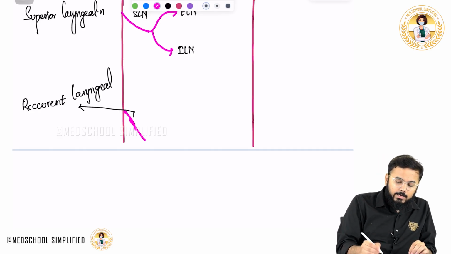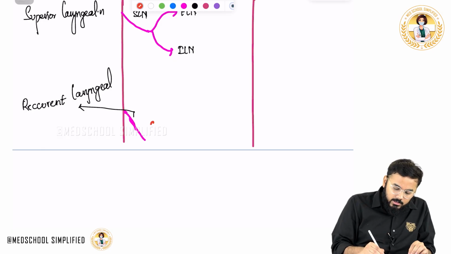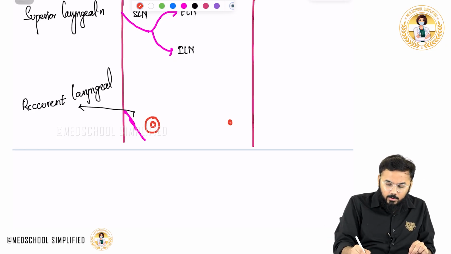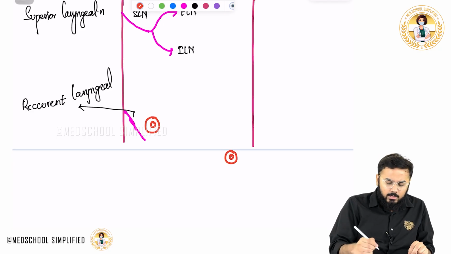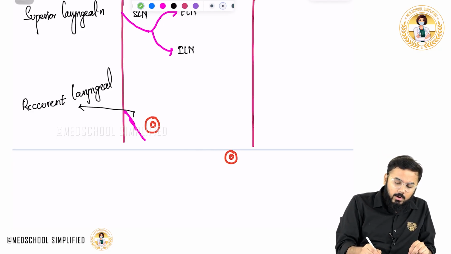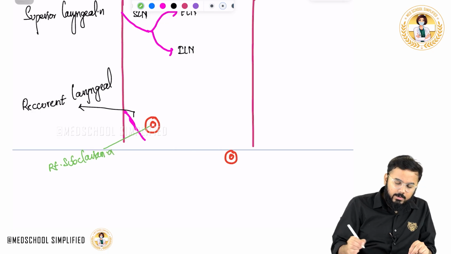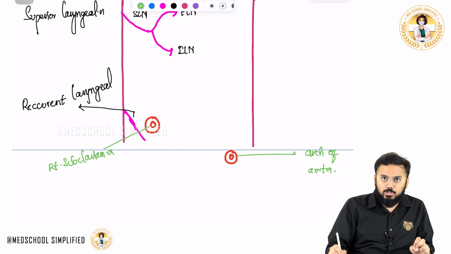Now with this recurrent laryngeal nerve, let us say here you have an artery. There is also another artery over here, not at the same level. Let us say there is one more artery over here. So this artery over here is called the right subclavian artery. And this artery over here is called your arch of aorta.